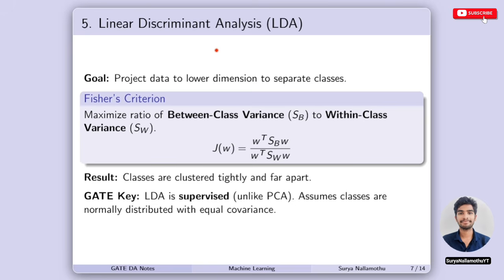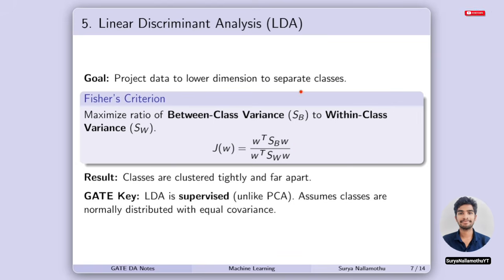Next, linear discriminant analysis. In linear discriminant analysis, we project data to a lower dimension to separate classes, using Fisher's criterion. Fisher's criterion means maximize the ratio of between-class variance to within-class variance. So the numerator term is used for the between-class variance and the denominator term is used for the within-class variance.